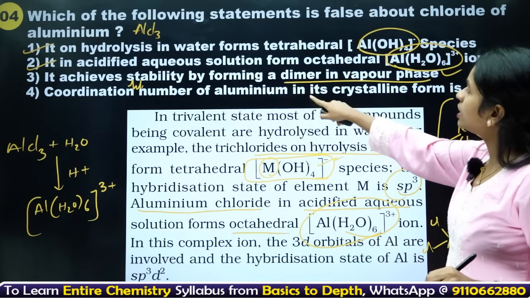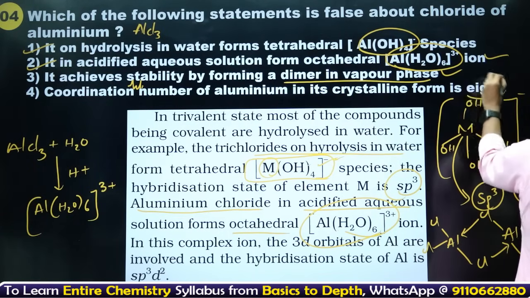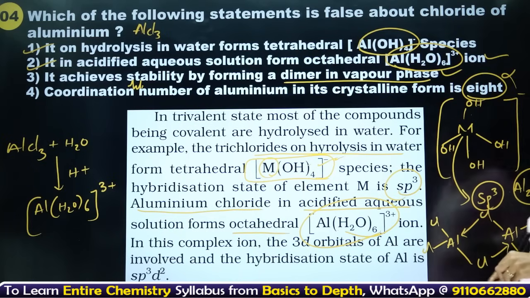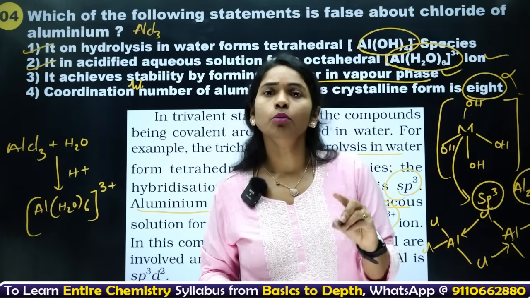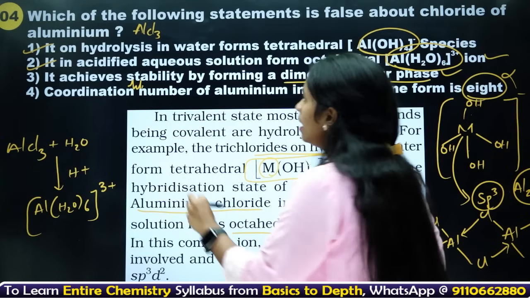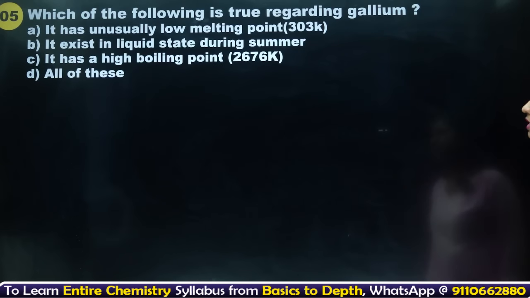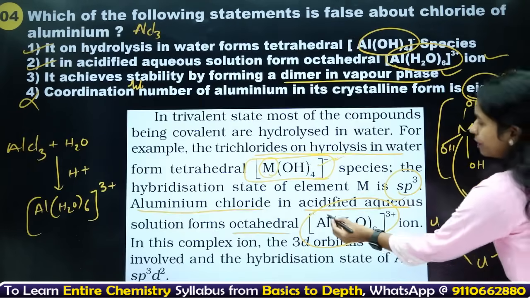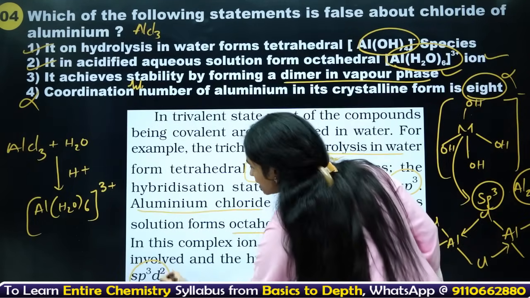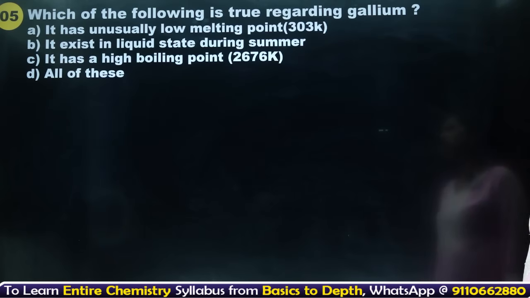Next, coordination number of aluminium in its crystalline form is 8. This is wrong. Why is it wrong? Because maximum aluminium can form 6 bonds, 8 bonds is not possible. So this is the incorrect, false option. Option number 4 is correct. And what is the hybridization of aluminium in this complex? sp3d2 is the hybridization.